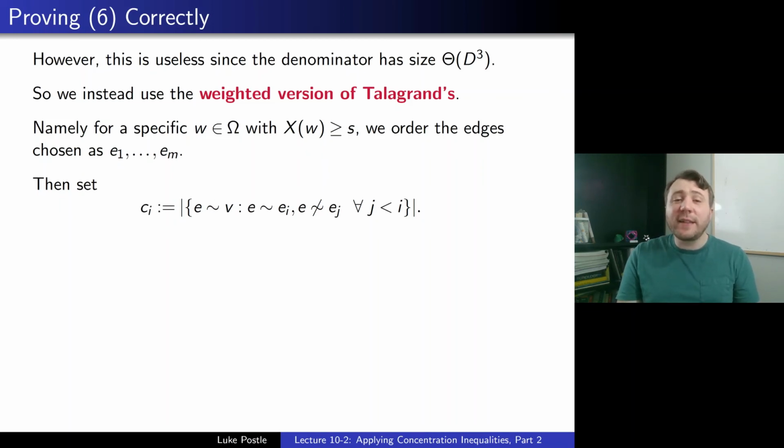You set C_i to be the number of edges E incident with V, where E is incident to E_i, and E is not incident to E_j for every smaller j. So what does this mean? I order all the possible edges, and I look at E1 and I say, okay, which ones are you covering? I'm going to declare that you're responsible for those.